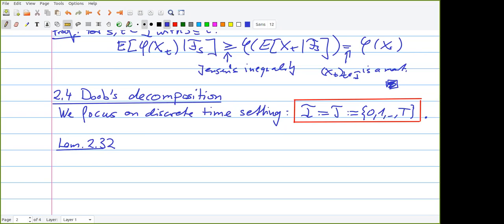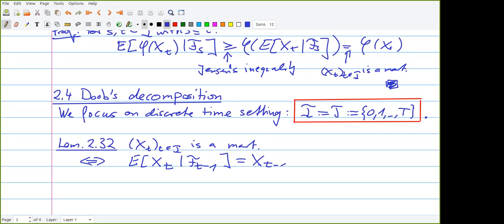Well, a process X is a martingale if and only if the conditional expectation of X_t given the information up to time t minus 1 is equal to X_{t-1} for all t in our index set T without 0, right? Because for 0, this is not well defined.